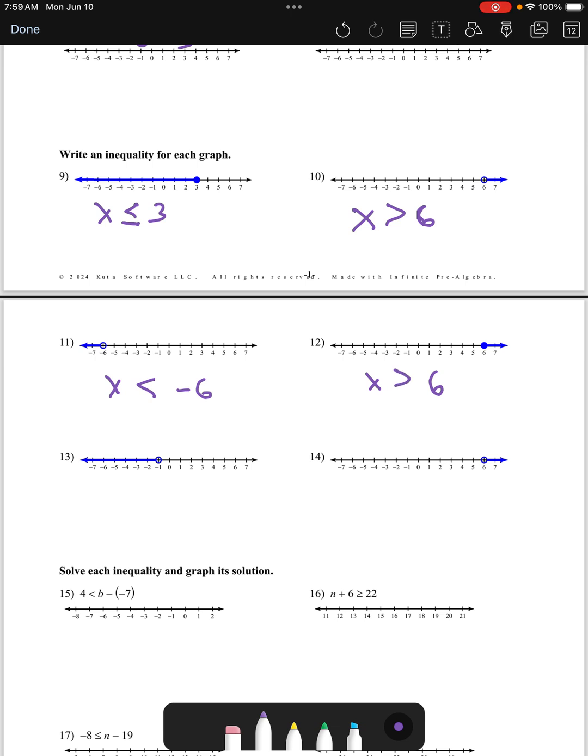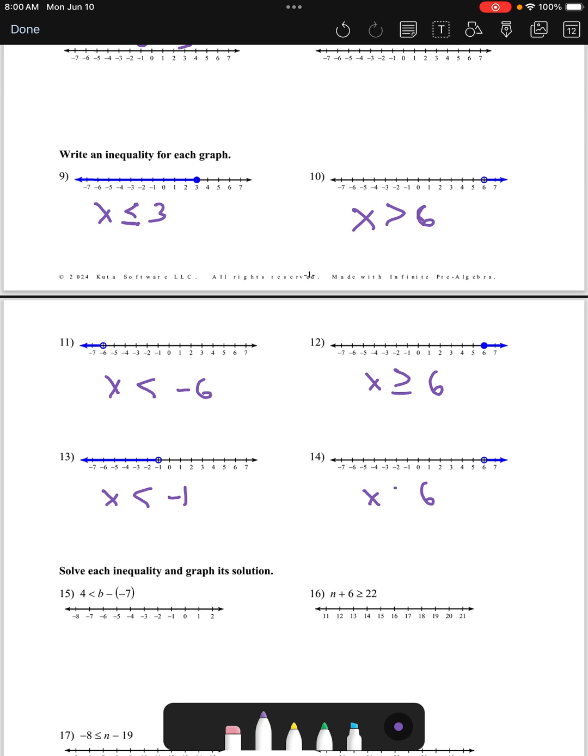X and 6 for number 12. Arrow points to the right, so x is greater than 6. The 6 is included. The circle is filled in, so we put the or equal to on it. For number 13, we're going to have x and -1. Arrow points to the left, so x is less than -1. The circle is empty, so we leave it as x is less than -1.